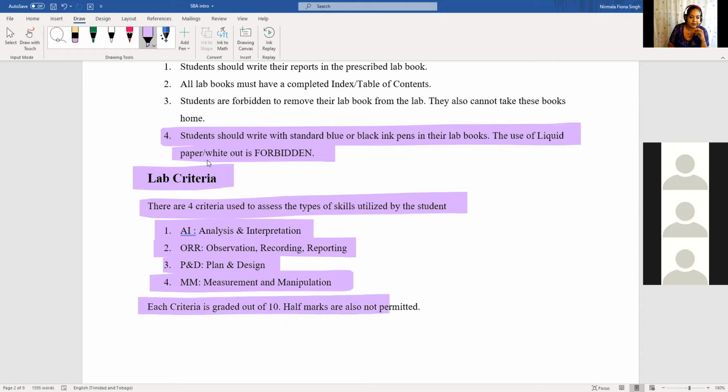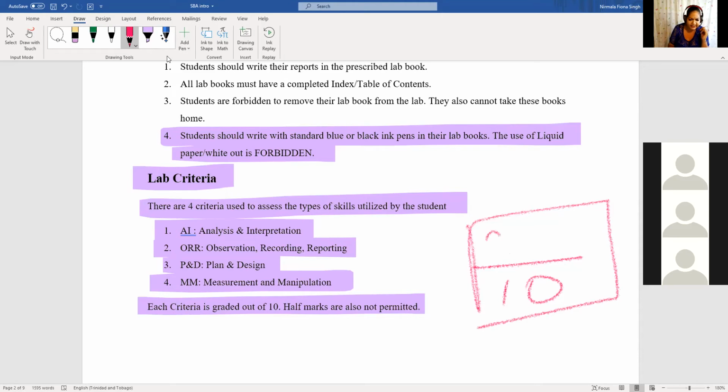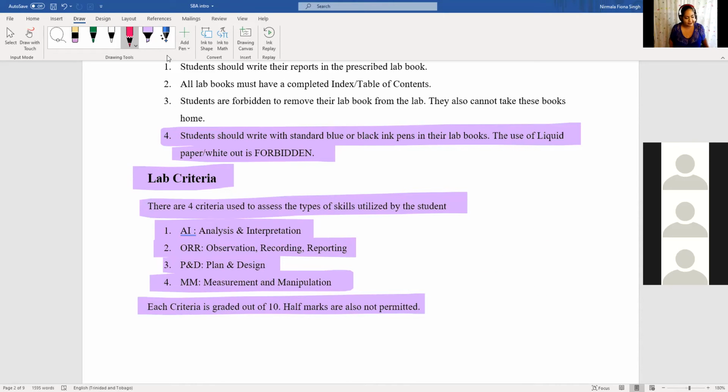Each criterion is graded out of 10 and half marks are not permitted. So that means every lab you have will be graded out of 10. On average, please try to get 9s and 10s now. Because here I am working with you. The first few labs, we will hold hands and work together. You can ask questions and I will check and make sure you're going okay. And again, a lot of it is repetition, so you learn what to do.